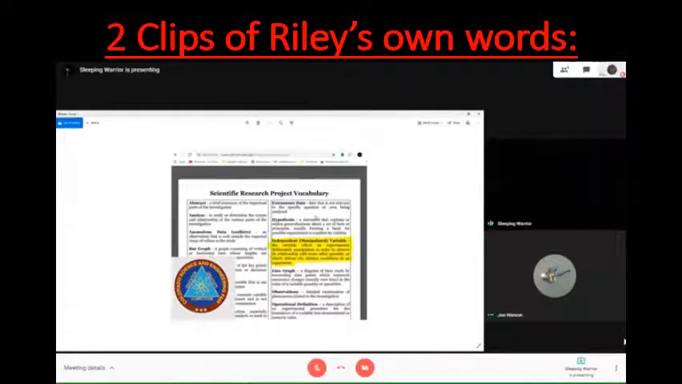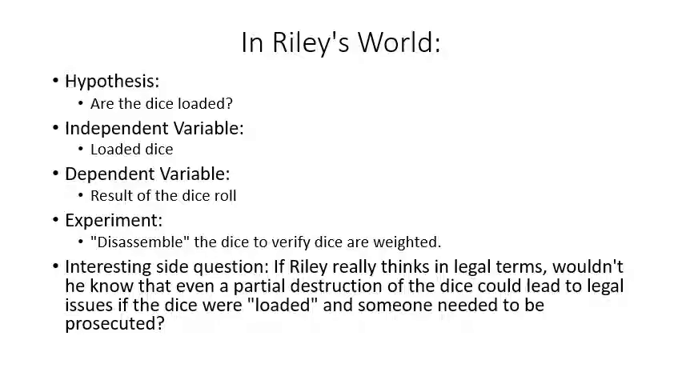If you take your dice apart and find that there is a weight to it, and then you take the weight out, and then you run your observation to see whether or not you get different results or not, that's manipulating the independent variable and within scientific method, and therefore satisfying the requirement to manipulate your independent variable, the fact that you said you don't need to do. In Riley's world. Hypothesis. Are the dice loaded?